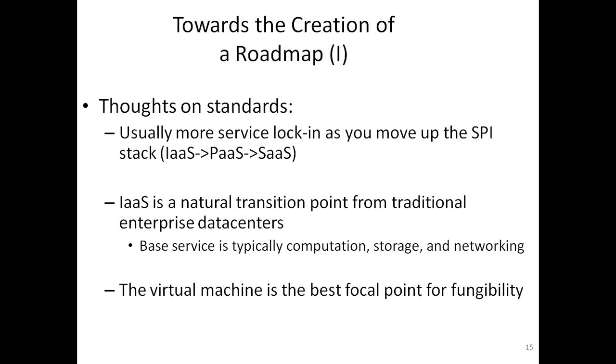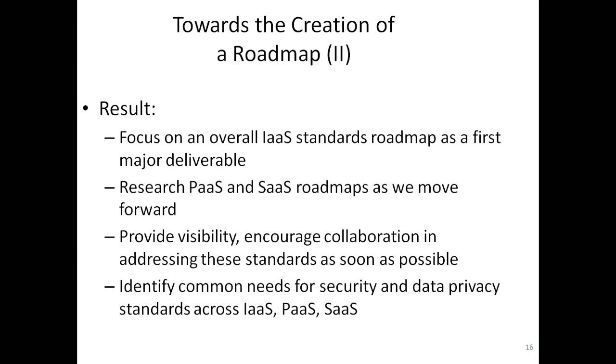Starting with infrastructure, we can move up to standardizing the platform and then standardizing the software. So the first major deliverable would be to focus on the IaaS standard roadmap. We could later research PaaS and SaaS as we move on. This will provide visibility and encourage collaboration as soon as possible. The urgency of this cannot be emphasized further. This enables us to identify the common needs for security and data privacy across all the services.